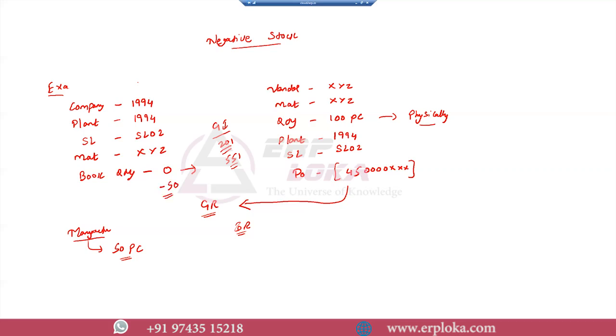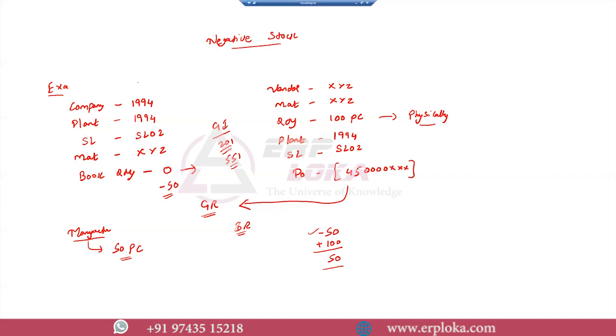Then, when your system gets ready for the GR and you do the GR of 100 pieces, you have a book quantity of -50. Now you're going to add 100 to your stock with the GR. The actual book quantity will become 50, not 100, because you already have a negative value in the system. So this is the solution which we provided to the business. Let us check how this is fulfilled in the system.